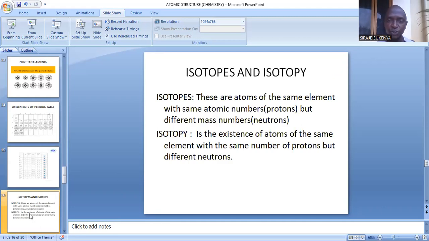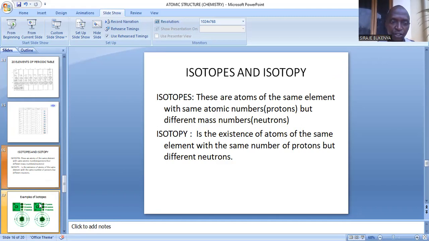Then we have a concept of isotopy and isotopes. An isotope or isotopes are atoms of the same element with the same atomic number of protons but different mass numbers or neutrons. Isotopy is the existence of atoms of the same element with the same number of protons but different neutron numbers. So we have some good examples here.